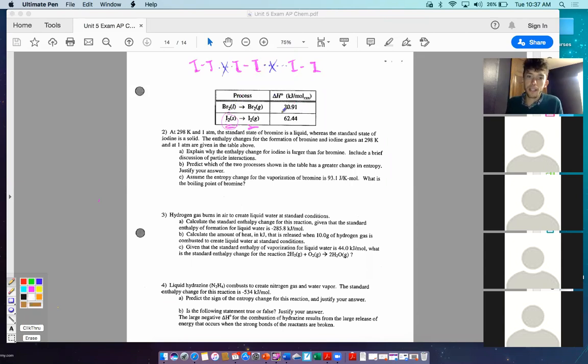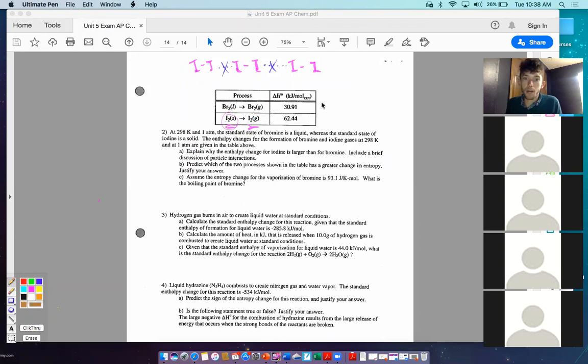You could have also said that iodine is a larger molecule than bromine is, so therefore it has stronger London dispersion forces. You didn't necessarily have to get into that much detail, but you did have to say that iodine is using stronger, more effective intermolecular forces because it is a solid, and therefore, of course, it's going to take more energy to break those apart. For part B, which process has a greater change in entropy?